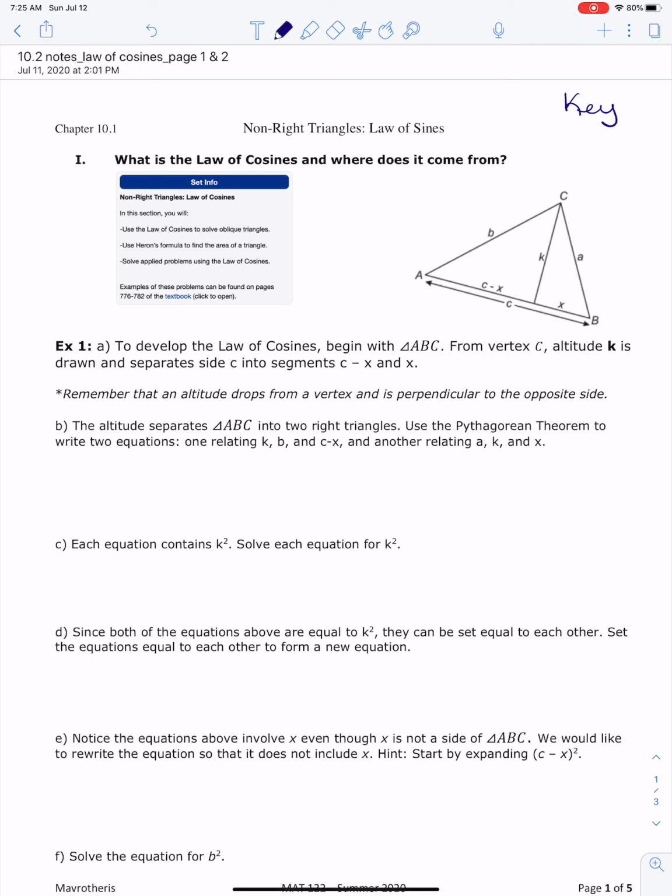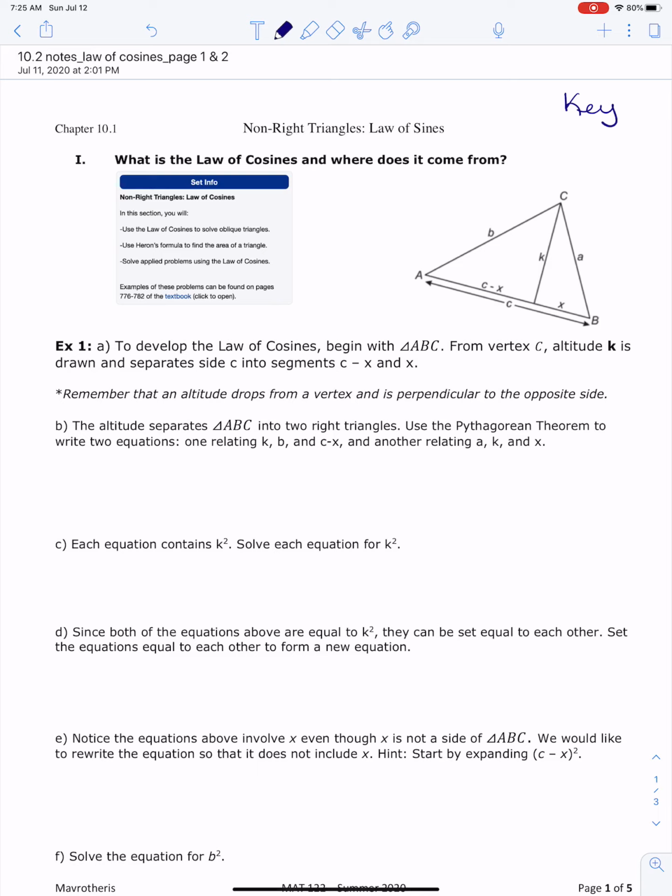These are the 10.2 notes, the law of cosines, pages 1 and 2. Now we're going to start this the same way we did with the law of sines notes, and that is seeing where this formula comes from really quickly before we go ahead and apply it.